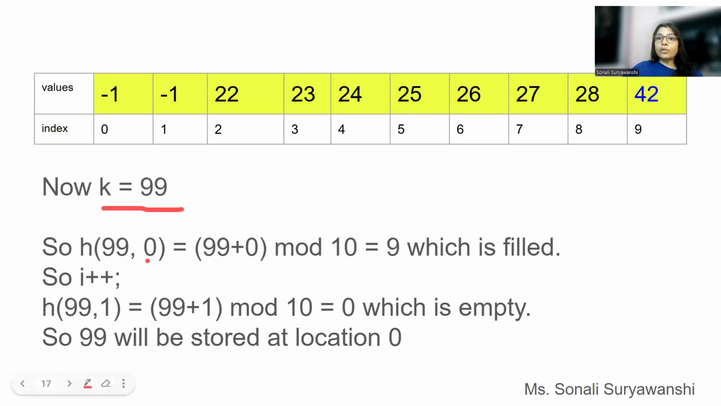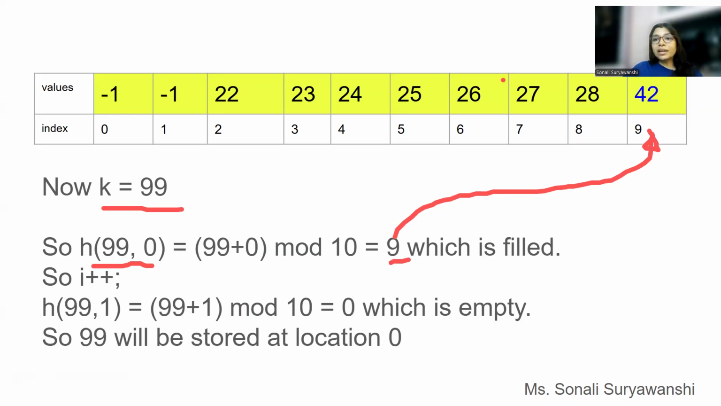So here 99 comma 0, because I is initially 0, which comes as 99 plus 0, which is 99 mod 10, which is 9. And we can clearly see we just stored 42 in that location. So this space is full now. Now what to do? Does it mean that our table is full now because we have reached the last index? No, it's not like that, because if you see here, there are some initial values which are empty. When we perform the modulus 10 operation, we are bringing any value into the range between 0 to 9, right?